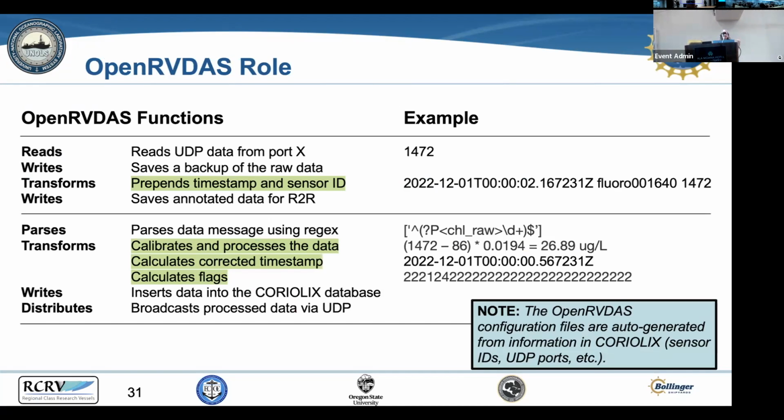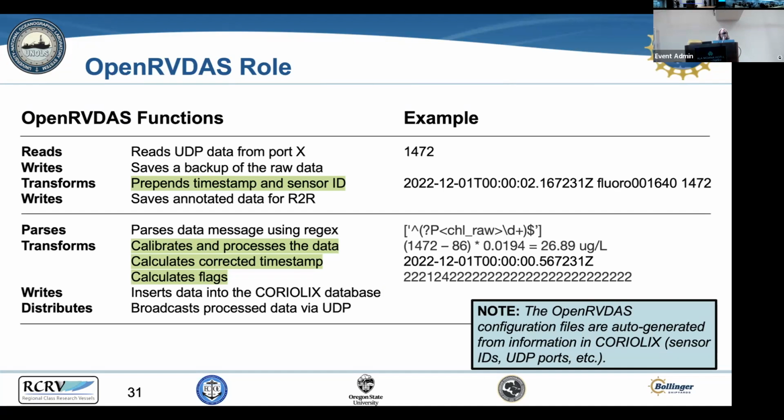The first thing it does is read in the UDP data messages from a sensor, and save a backup of the raw data locally to that same server. It prepends a timestamp right at that point. So we try to prepend the timestamp as early in the process as possible. We also prepend a sensor ID so we know exactly which sensor the data message came from. And that prepended data now gets saved in a flat file, daily files, which are later then sent to R2R.